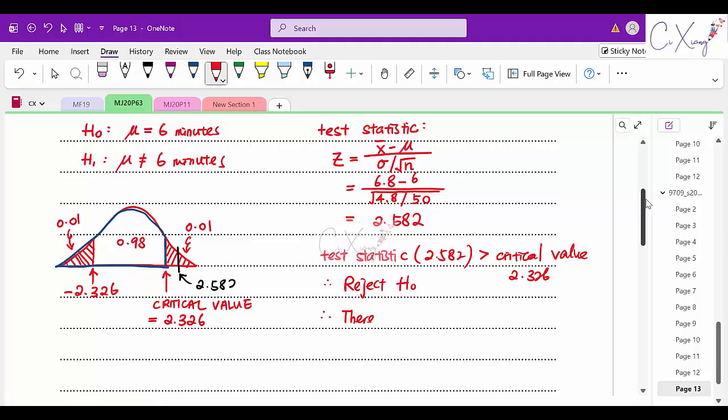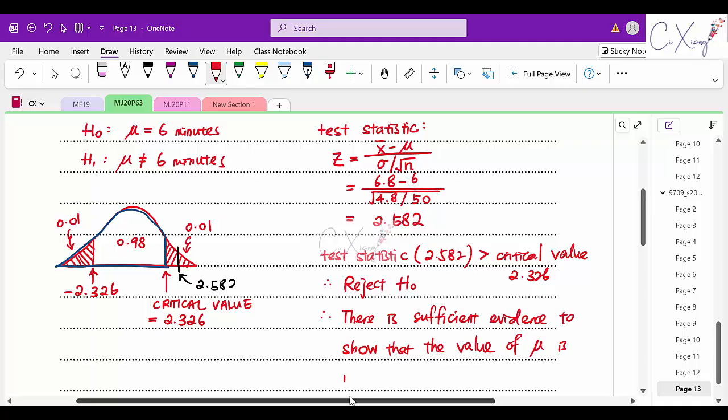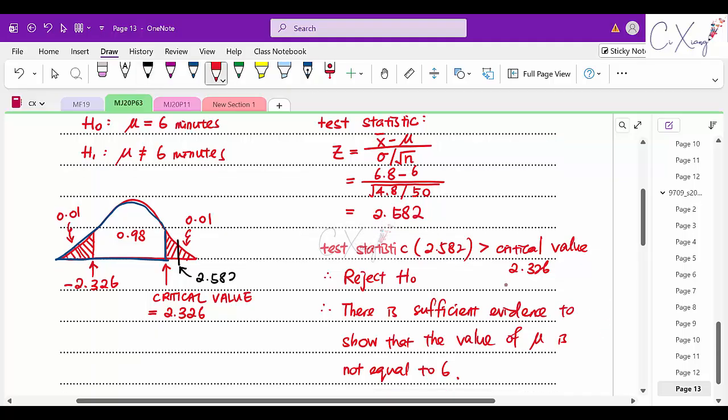Okay, there is sufficient evidence to show that the value of mu is not equal to 6. Okay, so this is a complete test that we have here. All right, then let's have a look at the last part.